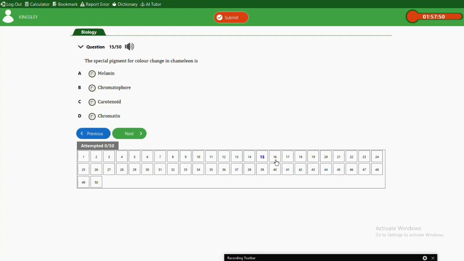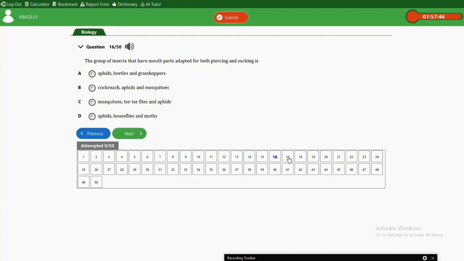Chromatin. All right, guys, the correct answer to this question is option B. Actually, chameleons have chromatophores, which are found deep down after the transparent layer of their skin. This chromatophore is what helps them to change their color with respect to their environment.